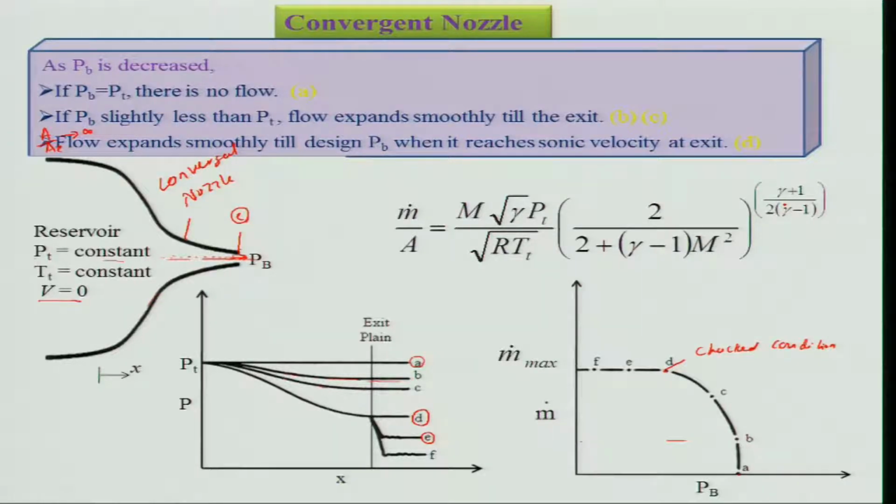From this expression, can I learn something? Whatever question I ask, I can get the answer from it. Can anybody tell me, if I want to increase the mass flow rate when it is choked, what are the ways to do it? That means increase the total pressure, or what else can I do? Decrease the total temperature, the reservoir temperature.